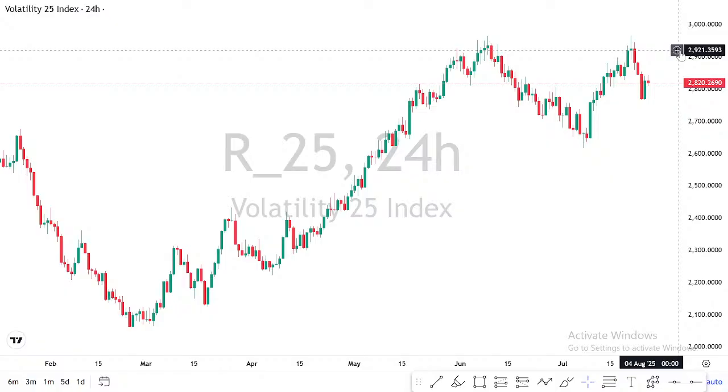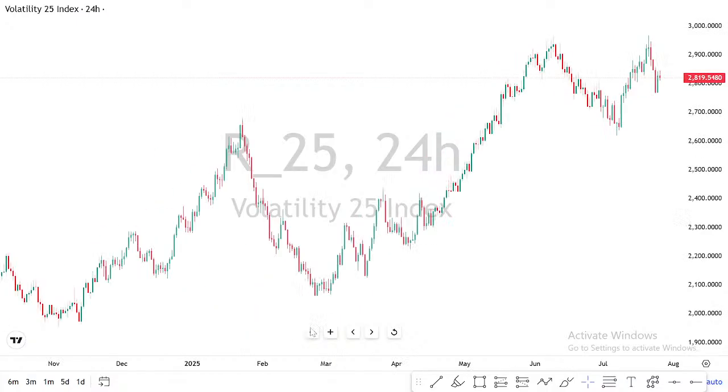So let's get started. I'm going to be starting with the Volatility 25 Index. And just like we always do, we start from our higher time frame, which is the 24 hours time frame. So what is the 24 hours telling us? The first thing we want to look at is the current structure of the market. What is the market currently doing?